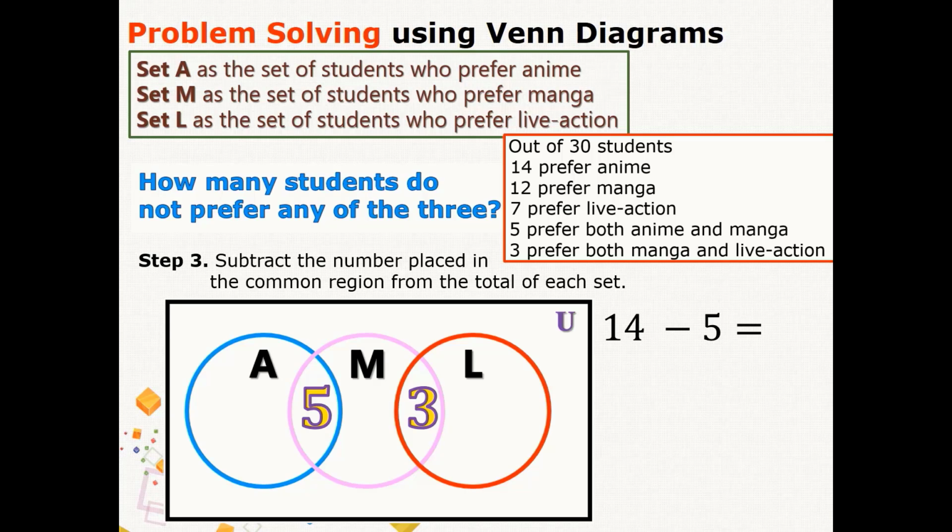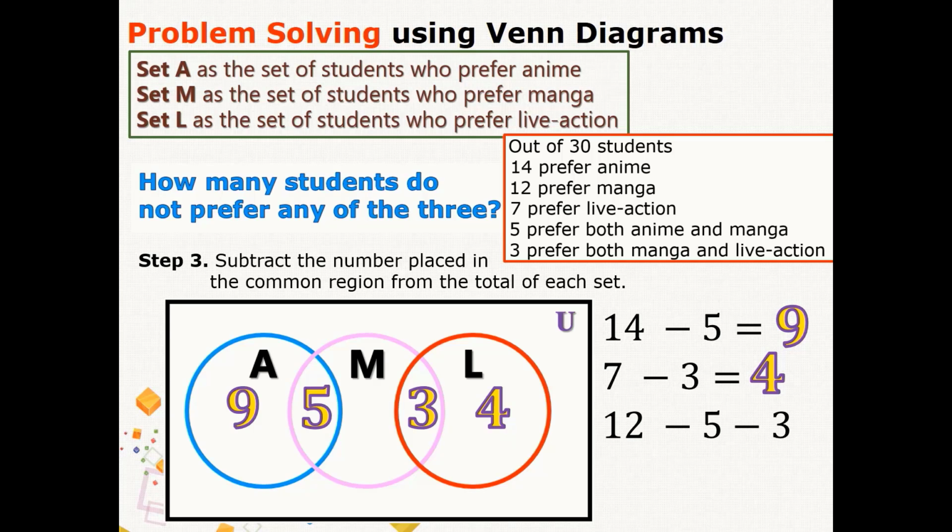So we have 14 who prefer anime, minus 5, which is already part of the intersection. We have 9. 7 for the live action, minus 3, which is part of the circular figure already. So we have 4. And for set M, we have 12, minus the given two numbers, 5 and 3. So we need to have 4.